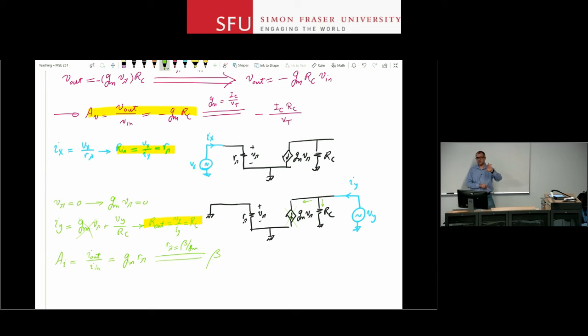This is a deviation from a good voltage amplifier. I want a good voltage amplifier to have a small output resistance. In this case, I have a large output resistance.